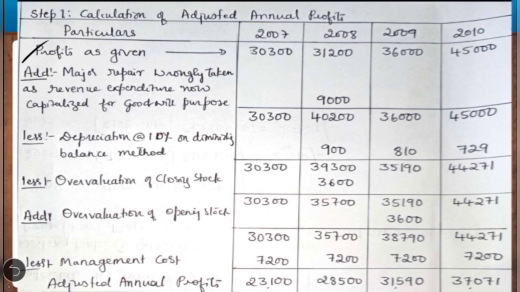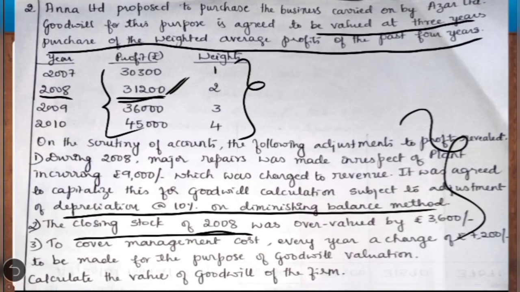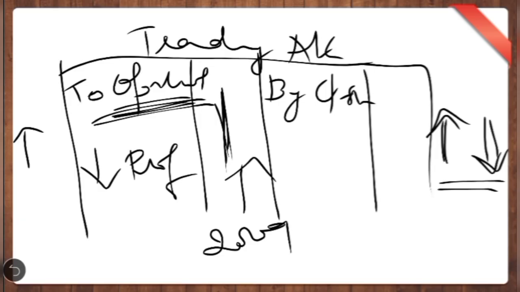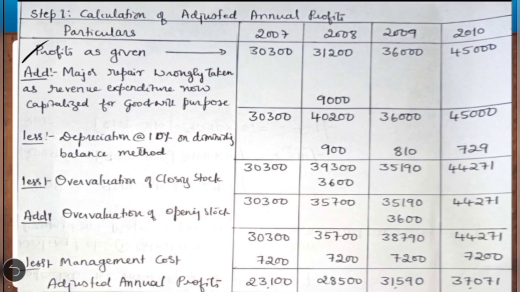Then according to the adjustments given in the question, the first adjustment was that earlier 900 rupees was treated as a revenue expenditure. Now for the purpose of goodwill valuation, you are considering it as a capital expenditure. So earlier you had deducted it from the profit. So now you have to add back. So that happened in which year? 2008. So you have to make the adjustment only to the profit of 2008. You have to write that add major repair wrongly taken as a revenue expenditure, now capitalized for goodwill purpose. So you have to write that only in the 2008's column.